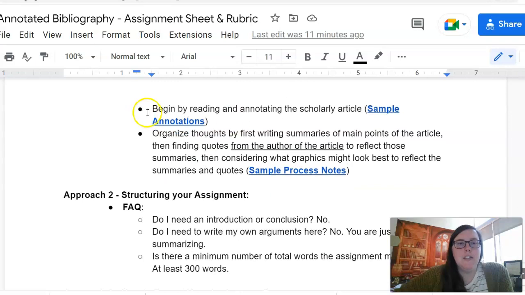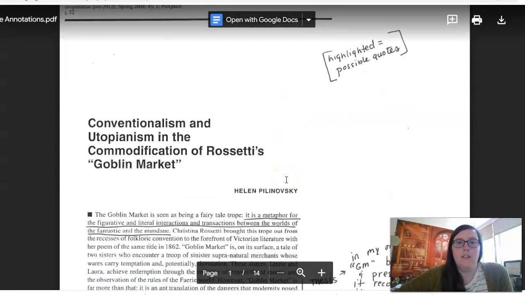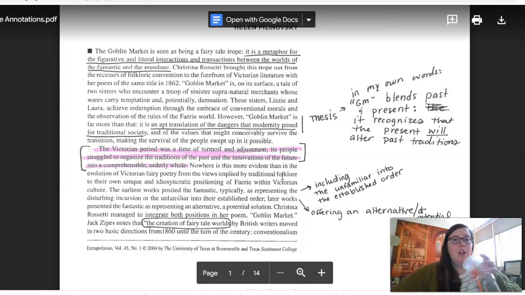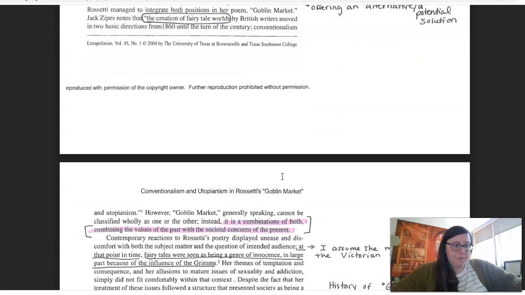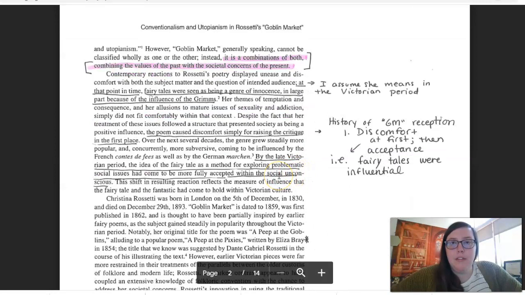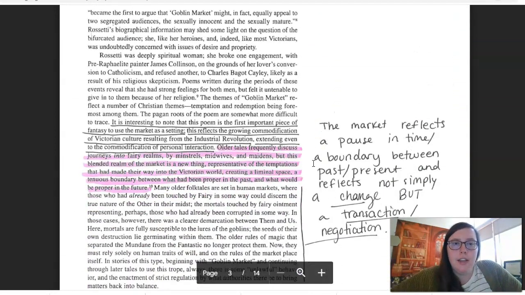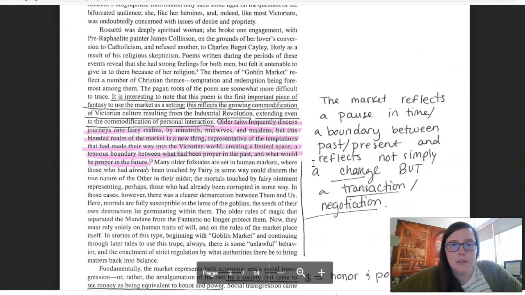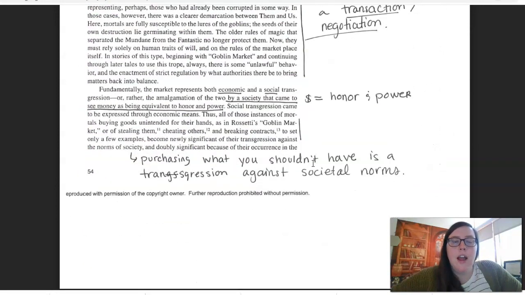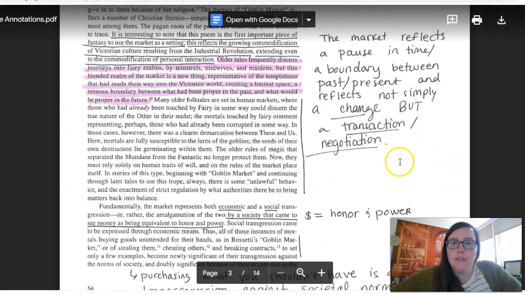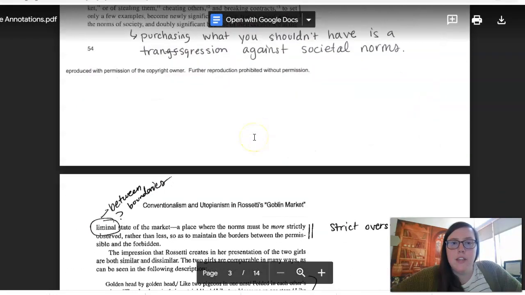So the first thing I had to do was read and annotate the scholarly article. I do have a full picture of my annotations here, just so you can see how I annotate, kind of go through and pull out the things that stand out to me, the things that I understand. I don't really annotate a lot of the intense examples that the author goes through. I kind of write notes to the side of my understanding of the author's ideas.